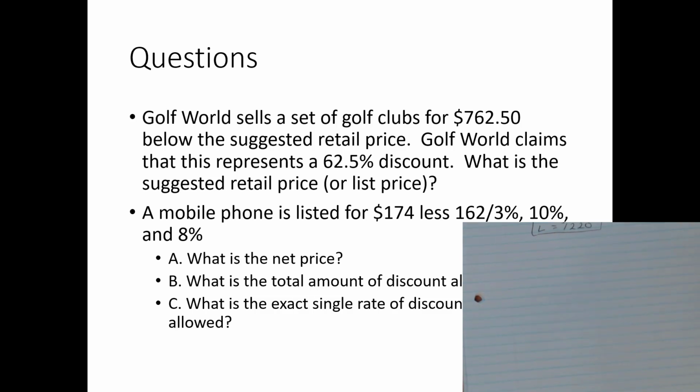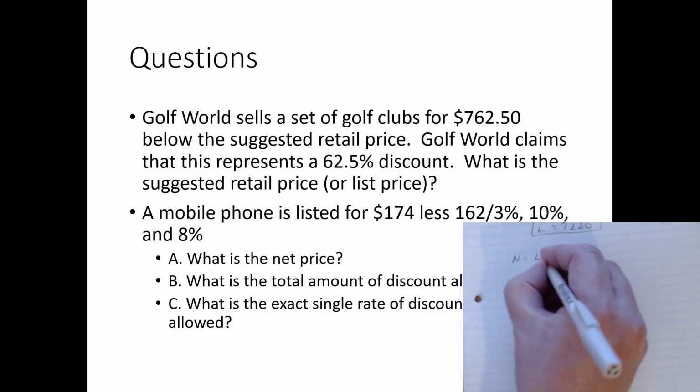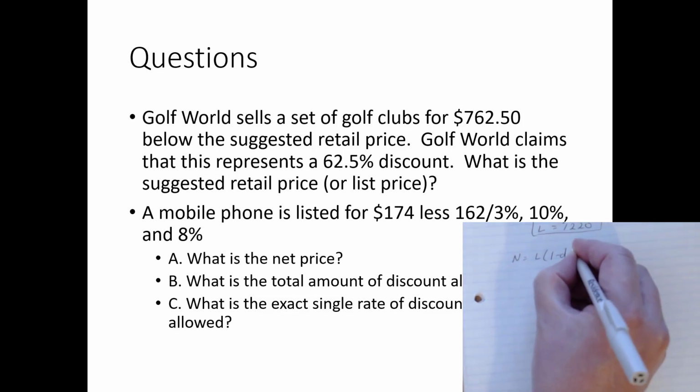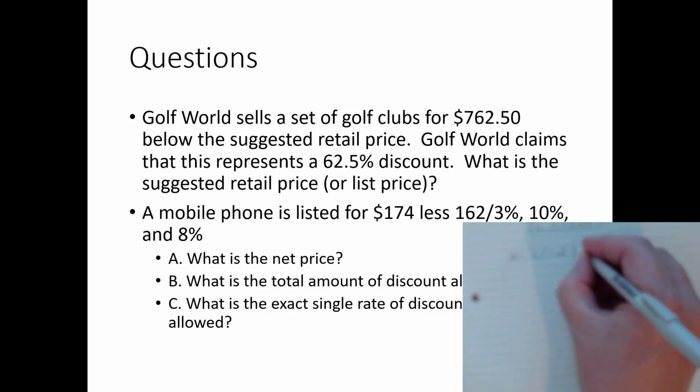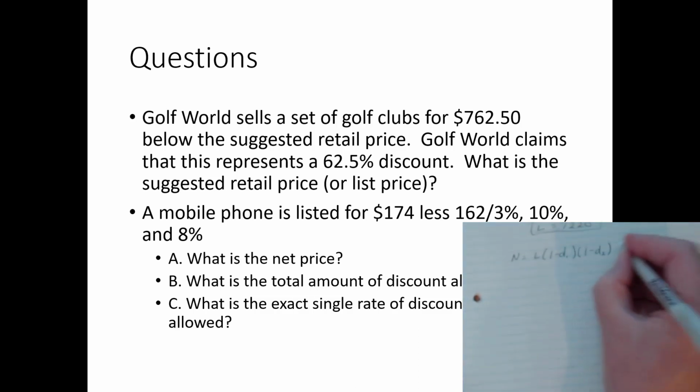So we've got a list price of $174. We've got three different discounts there. So we reach into our toolbox, and we do have a formula for net price in that case, and that is the list price times, in brackets, 1 minus the first discount, multiplied by 1 minus the second discount, again in brackets, and then in brackets one last time, 1 minus the third discount. Right? So I have something for this.